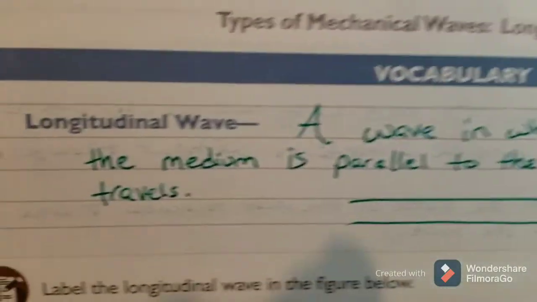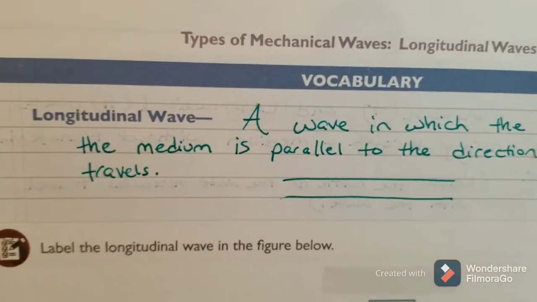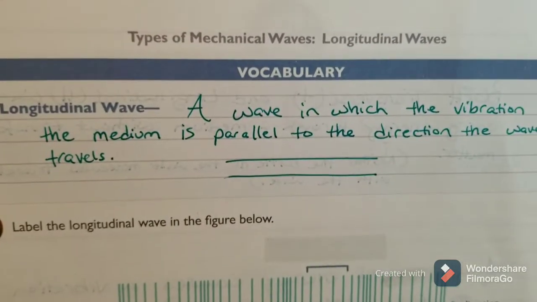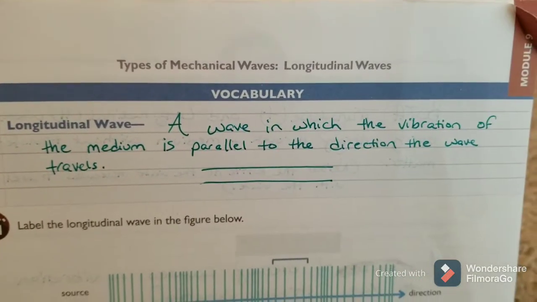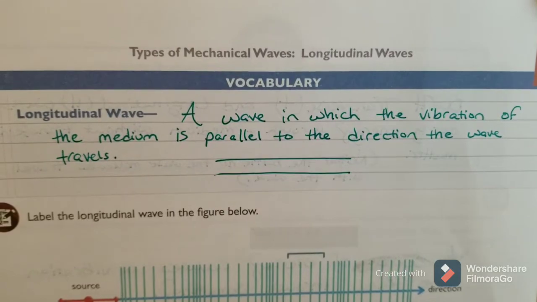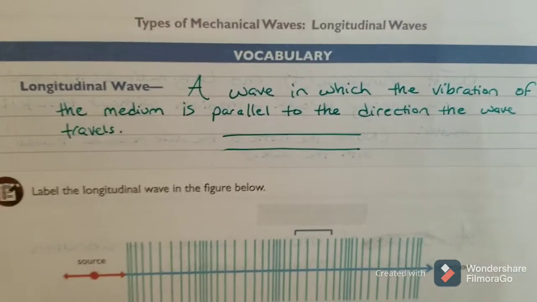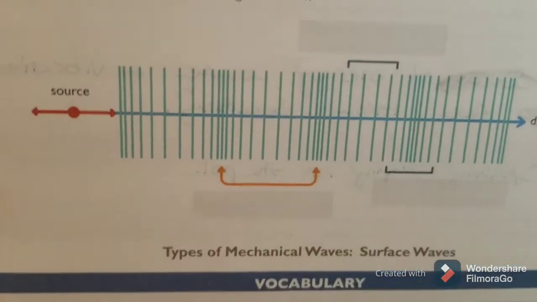All right. Longitudinal wave. This is a different kind of wave. We have, I think, 4 kinds of waves we're going to look at. A longitudinal wave is a wave in which the vibration of the medium is parallel to the direction that the wave travels. So here's an example they have here.